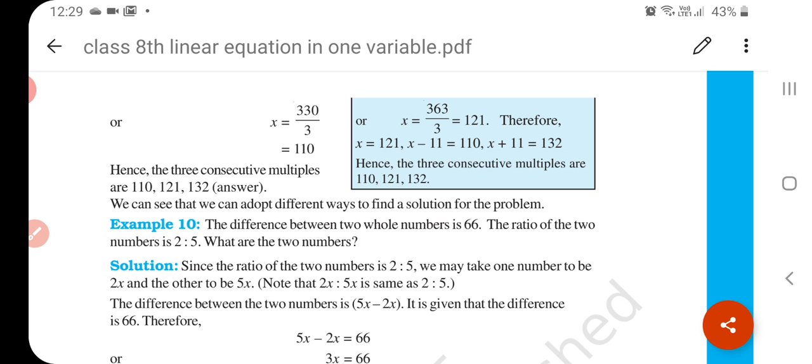Read the question carefully. And if we talk about problem solving sums, then what is the main procedure we have to follow? First of all, read carefully. Read it carefully. Okay, understand?